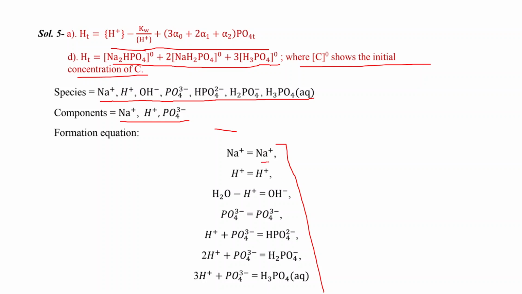For making Na plus we need 1 Na, for H plus we need H plus, for OH we need H2O minus H plus. This is in bulk, so only minus H plus will be used in the W. For making PO4 3 negative, we need 1 PO4 3 negative. For HPO4 2 negative, we need H plus and PO4 3 negative. For H2PO4, similar equation, but one more H. And for H3PO4, similar equation with one more H. Okay, so 3H plus PO4 3 negative. Note it down so that we can move forward to the next part of the question.